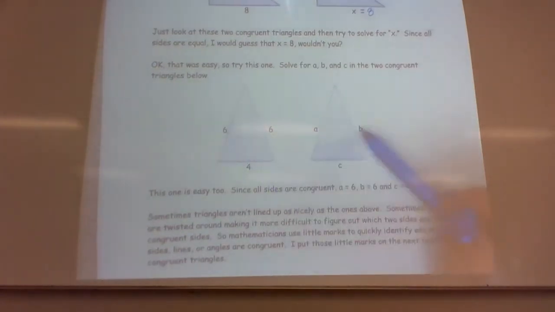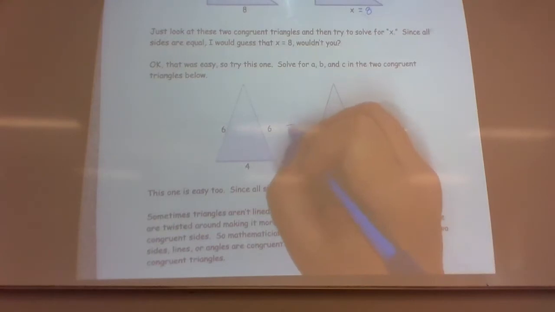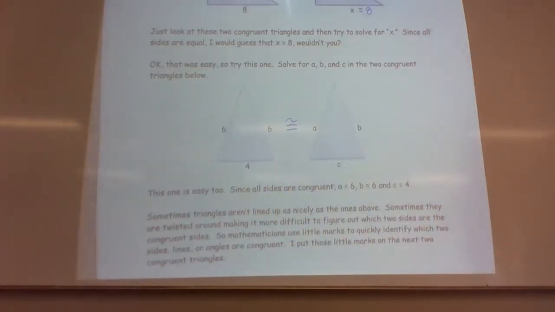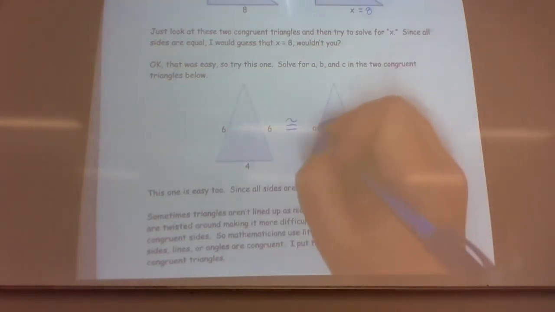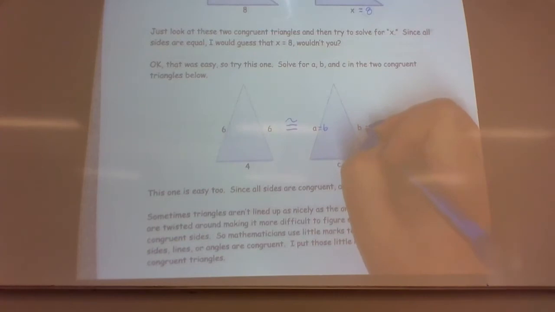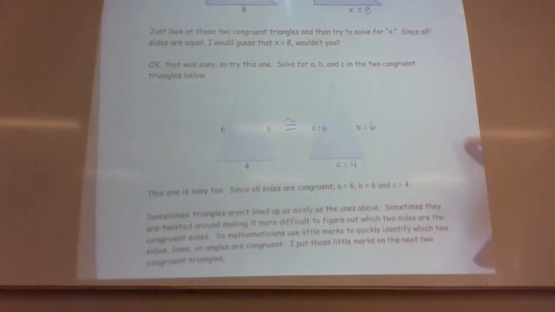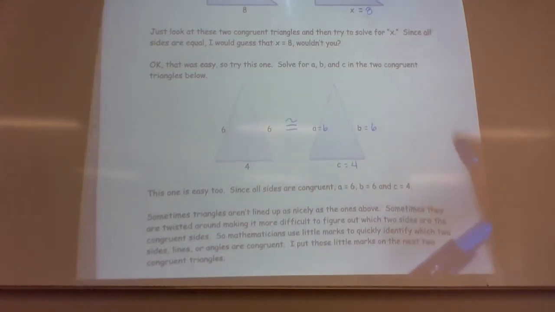If I have two congruent triangles, and I'm going to draw the congruent symbol, then I would line up the sides, and I could say that A equals 6, and B equals 6, and C equals 4, because these two triangles are congruent. Okay?